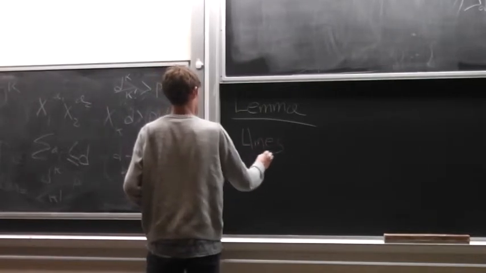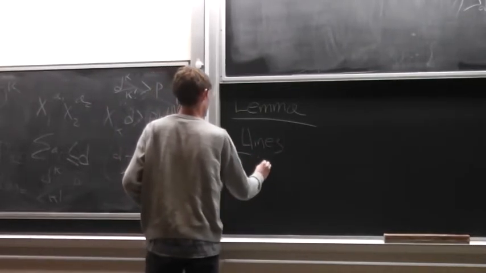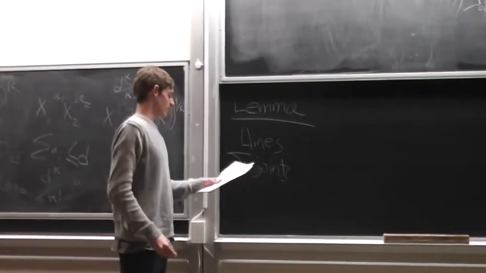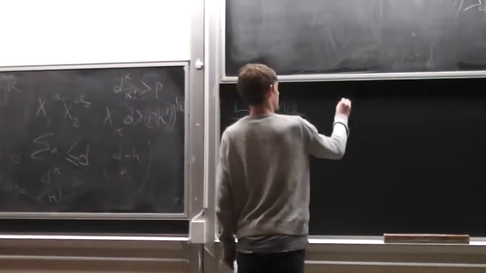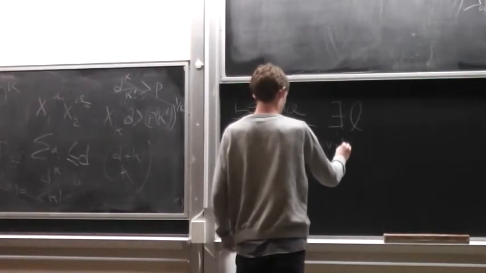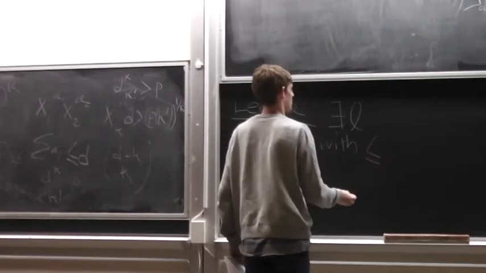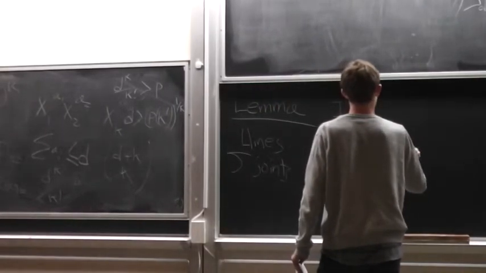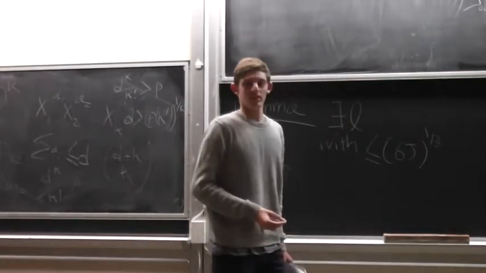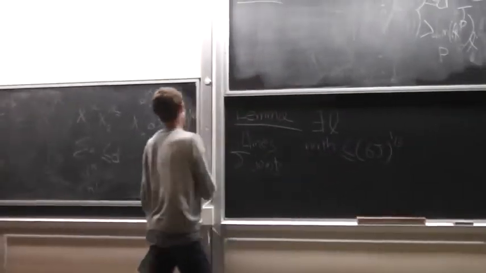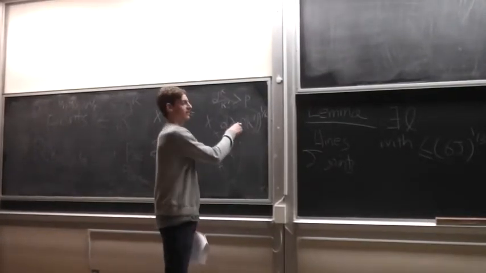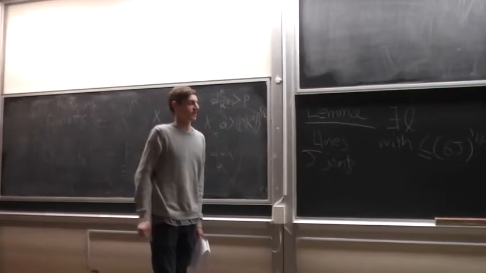So we have L lines and J joints, and they're in some configuration. So we're going to prove that there exists some line with at most this many joints on it. And this already looks familiar because of this. Because when k equals 3, which is the dimension we want, that is that. So that's where that comes from, and that's what we're going to apply.